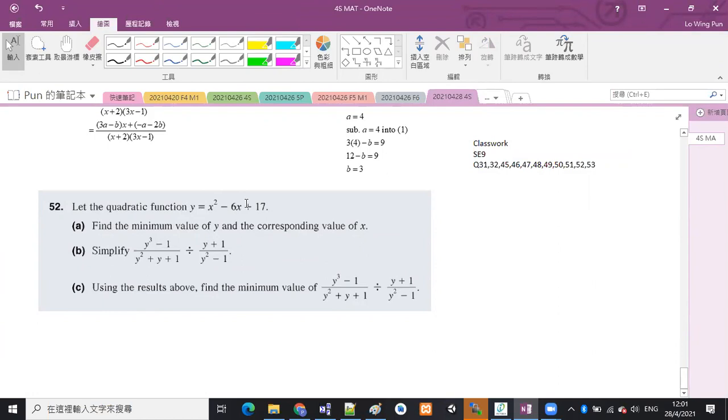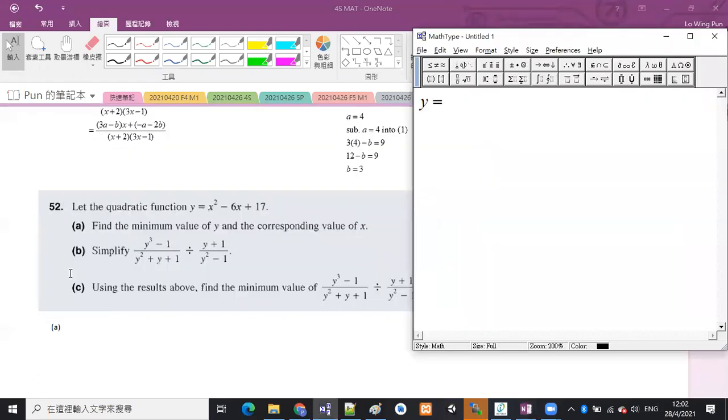Let a quadratic function y equals x squared minus 6x plus 17. Find the minimum value of y and the corresponding value of x. Given in AHK form. y equals x squared minus 6x plus 17.